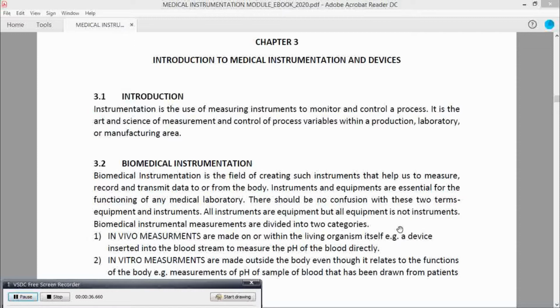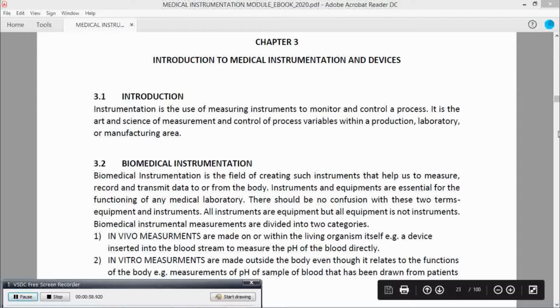So if you want to monitor a process, then you need to have some sort of instrument that can measure the variables, the properties, or whatever is happening in the process. It's an art and science of measurement and control of process variables within a production, laboratory or manufacturing area, right?